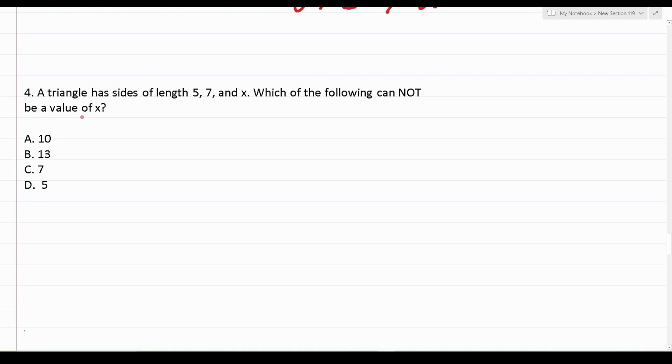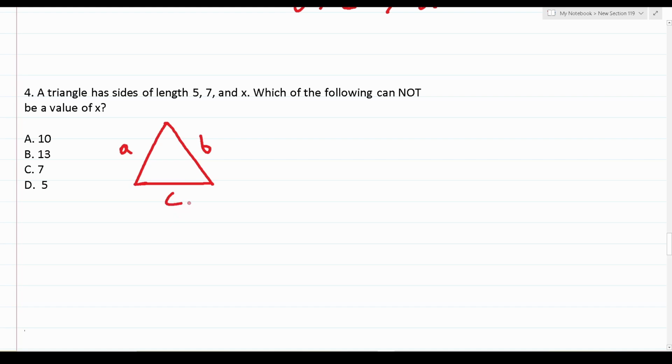All right, so number 4, as you can see, this says the triangle has side lengths of 5, 7, and x. Which of the following cannot be a value of x? Of course, we're going to use the Triangle Inequality Theorem to figure this one out. So we're going to have a triangle here. And according to the Triangle Inequality Theorem, the sum of two lengths of a triangle has to be greater than the third length. And of course, we can label this A, B, and C.